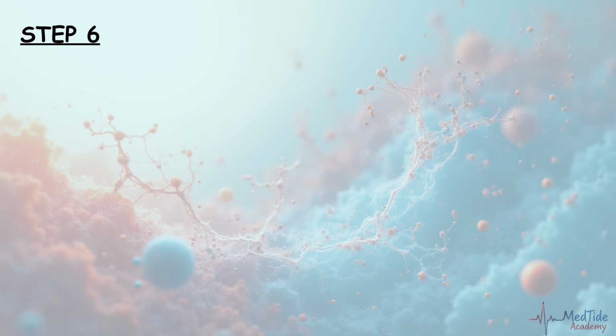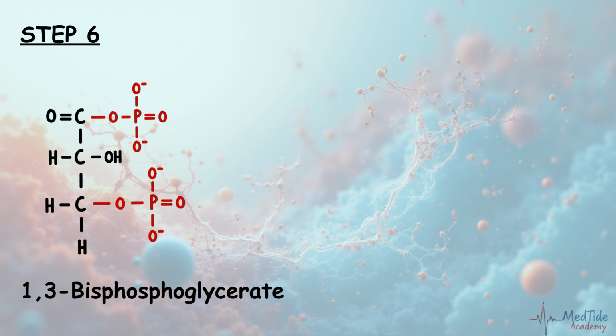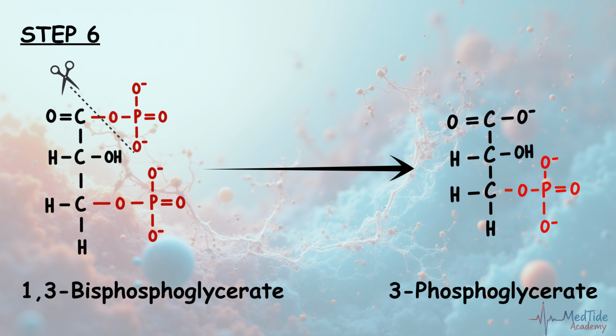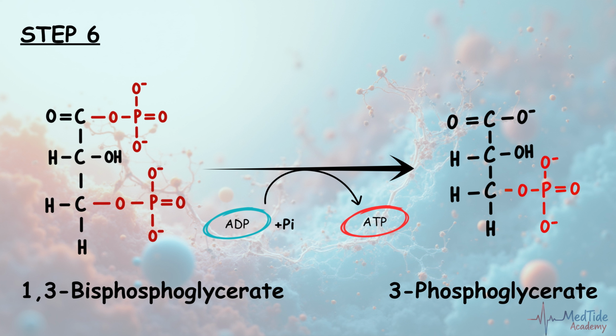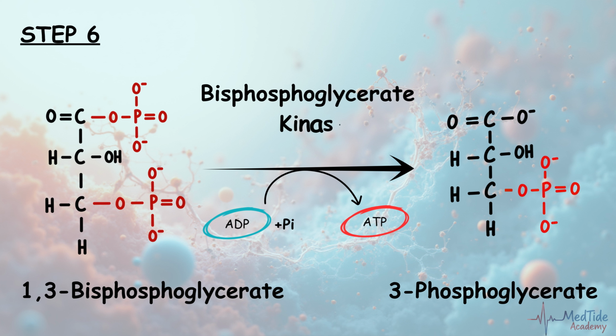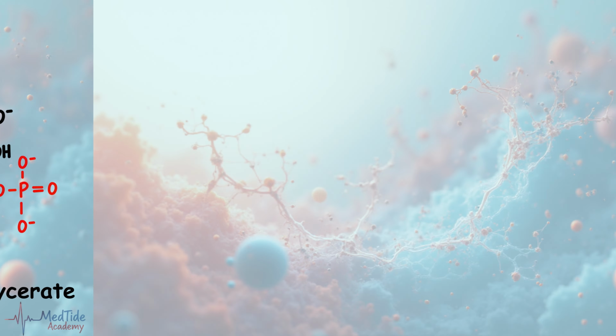Step 6 is the start of the payoff phase. In step 6, the phosphate group on the first carbon atom of 1,3-bisphosphoglycerate is cleaved off to form 3-phosphoglycerate. The phosphate that was lost is transferred to ADP, which was formed in the previous steps, converting it to ATP. This reaction is catalyzed by the enzyme phosphoglycerate kinase, and it is reversible.